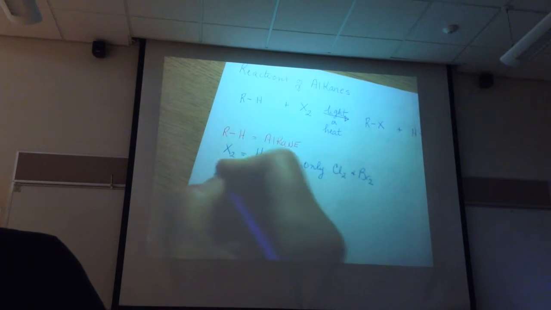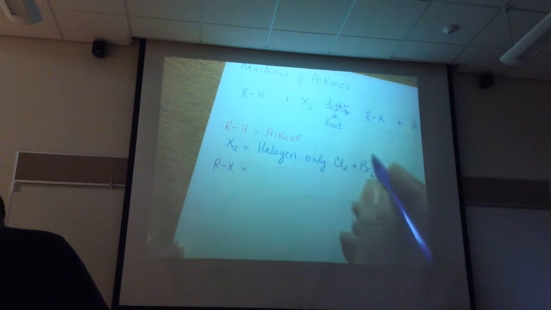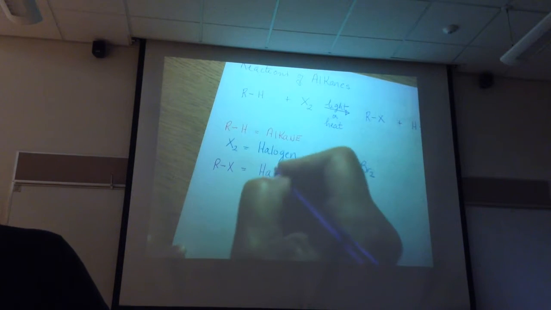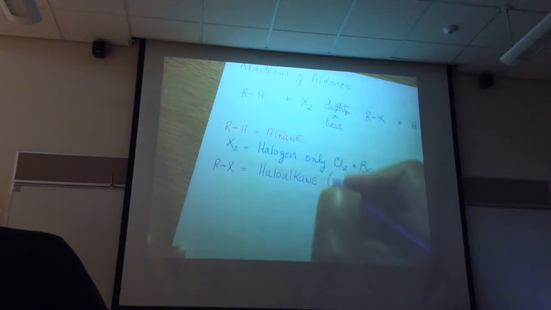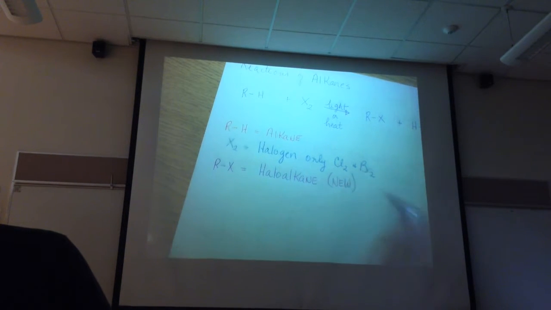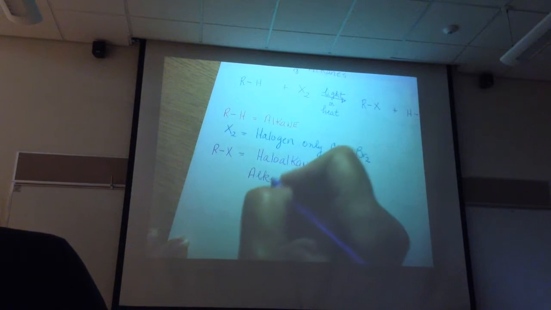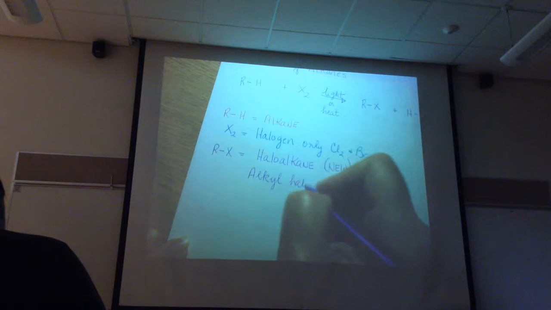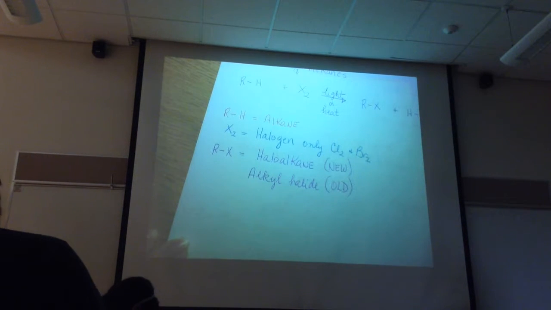And the RH, RX, new nomenclature is haloalkane, and this is new. Old nomenclature is alkyl halide. You have to know them both, as per usual.